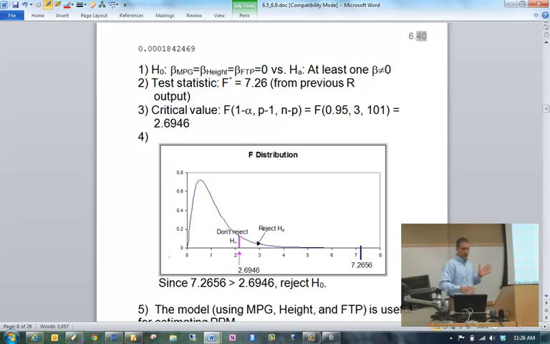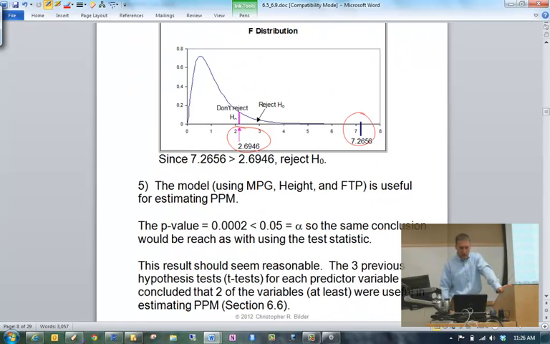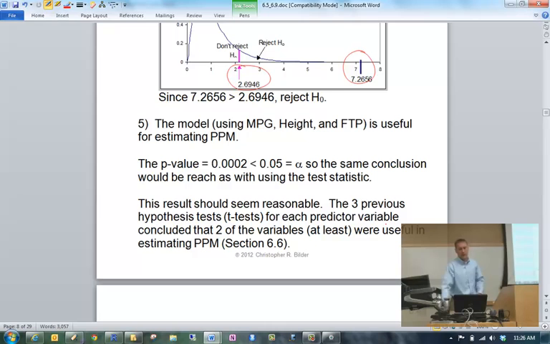So there's the F distribution. We see the actual critical value shown here. Again, that helps us determine what's a large F star to decide, yes, there is sufficient evidence to reject the null hypothesis. We notice that the test statistic falls way on the right-hand side of the distribution, so we say since 7.2 is greater than 2.7, reject H0, and thus the model is useful for estimating PPM. A little bit more quickly, we could have used the p-value and found the same thing.